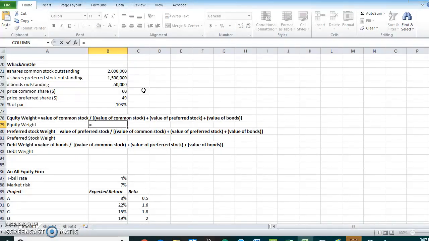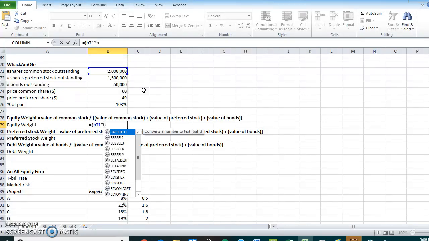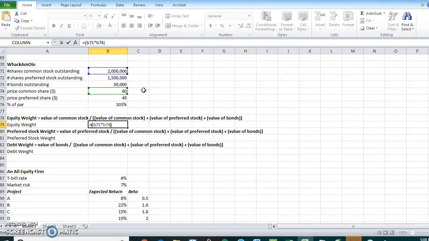So we'll tell Excel what to do for us. We need an equal sign. So the value of the common stock, again, is the number of shares outstanding, which is B71, times the price. So that's B74. Now we're going to divide. We need a double parentheses here, if you'll recall, because we're going to give Excel the formula for the value of the common stock, the value of the preferred stock, and the value of bonds. And we're going to add all those together, and we want it to treat it as one value.